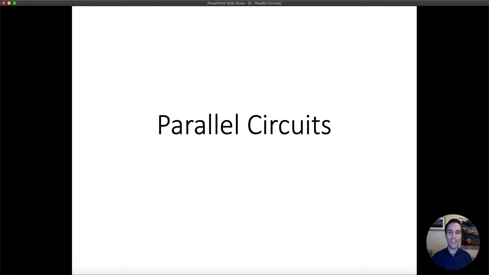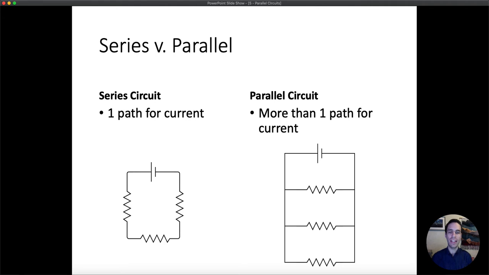Hello! This video is about how to solve parallel circuits. Let's start by making a comparison between series circuits and parallel circuits. A series circuit has only one path for the current to flow. So the current will come from the battery, go through all the resistors, and then go back to the battery.